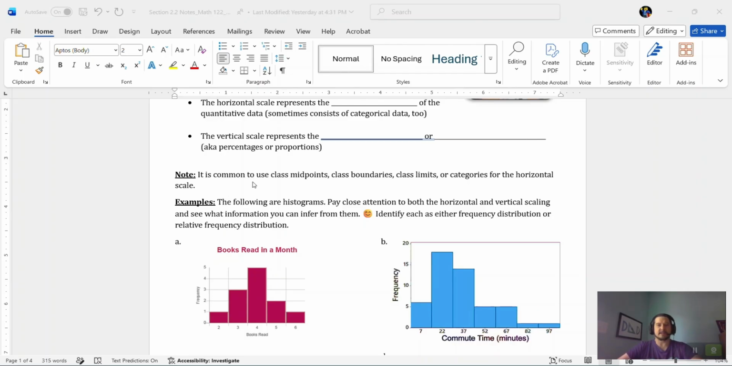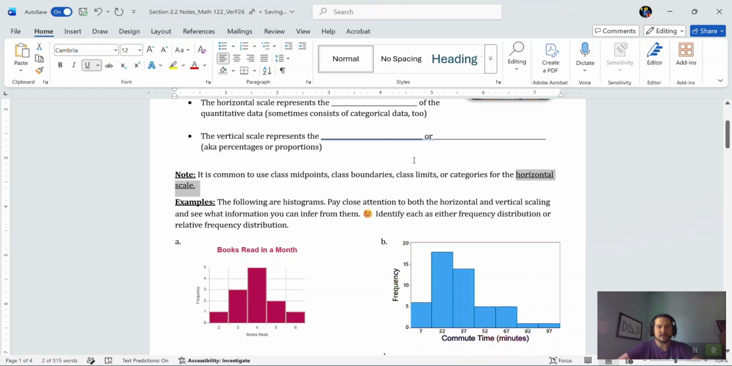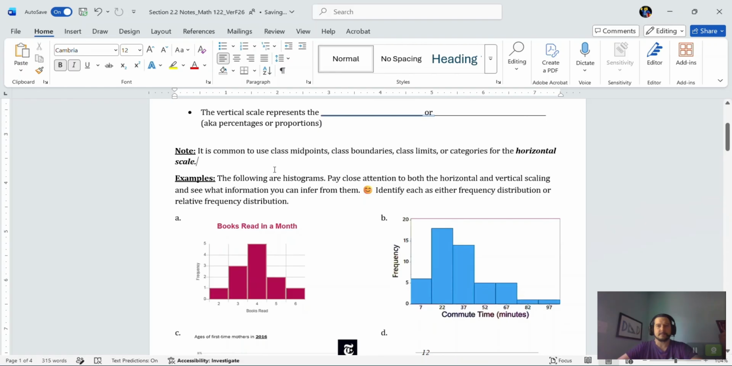So it says here, it is common to use class midpoints, class boundaries, class limits, or categories for the horizontal scale. And maybe I should emphasize that with an underline, or what I would probably prefer to do is bold italics. Okay, so that just emphasizes that we're looking horizontally when considering these different pieces of information.